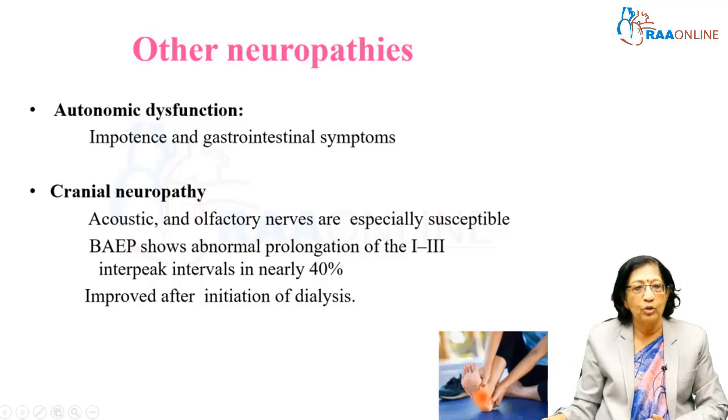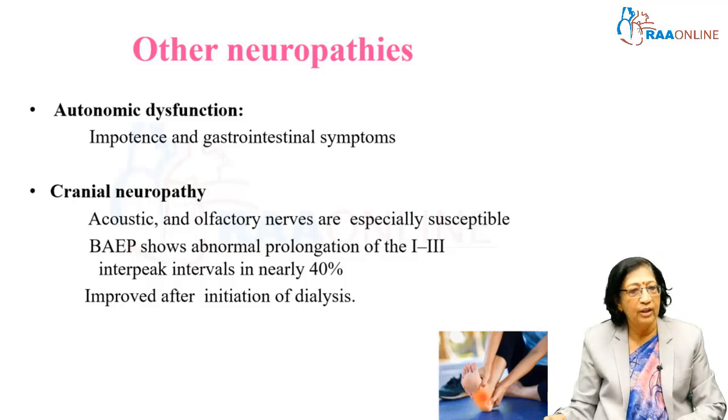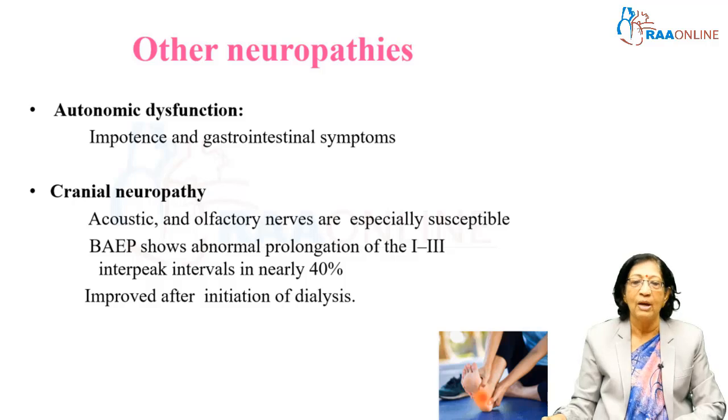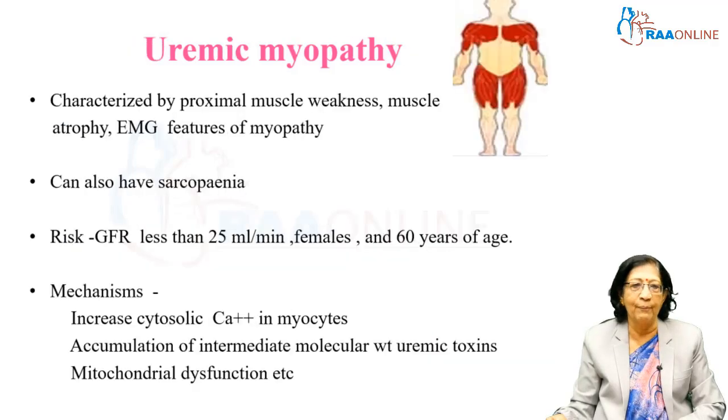The autonomic neuropathy can occur. It can present as impotence and gastrointestinal symptoms, which can be diarrhea or constipation, apart from bloating and fullness. When it comes to cranial neuropathy, you find that the acoustic or the auditory nerve is the one which is commonly involved, and there is an increase in the peak 1 to 3 latencies on brainstem auditory evoked potentials in about 40% of the individuals, and you find that this improves after dialysis. The olfactory nerve also can be involved, and it affects the sense of smell.